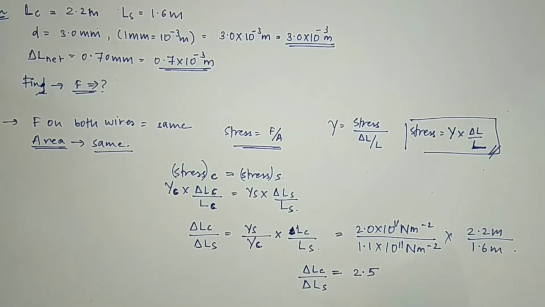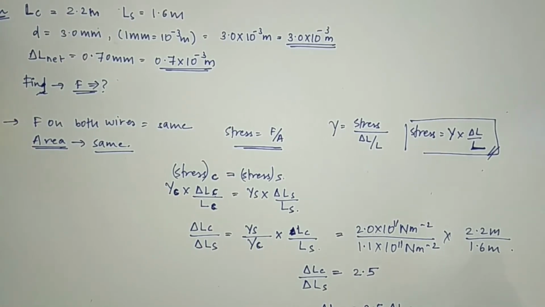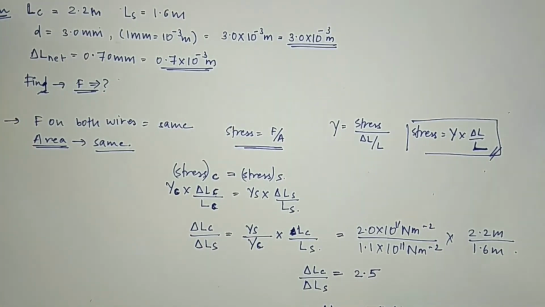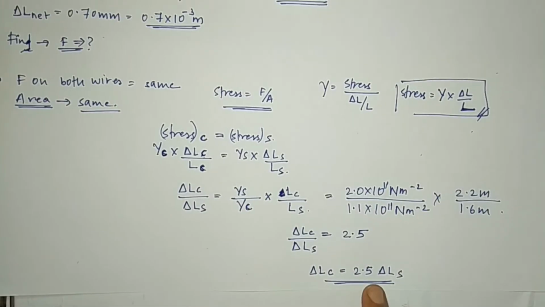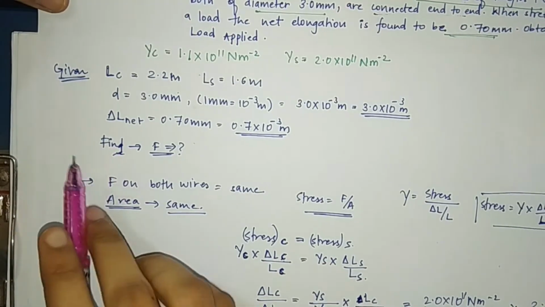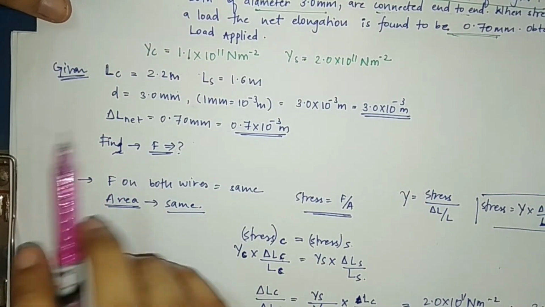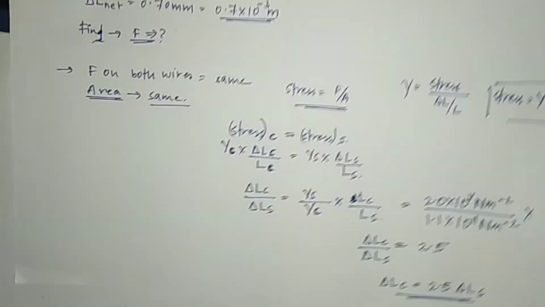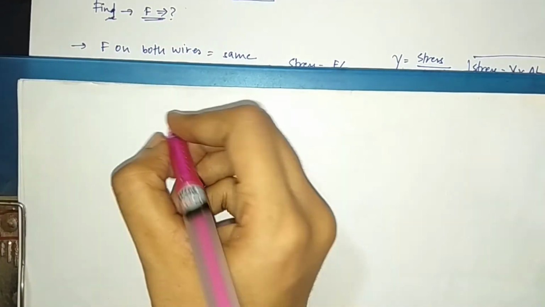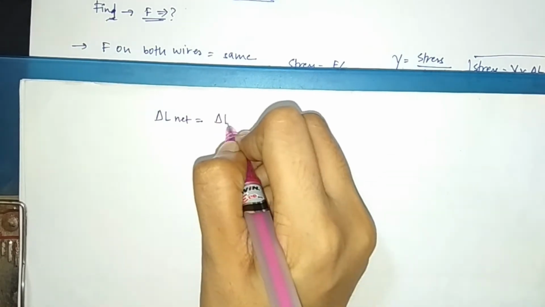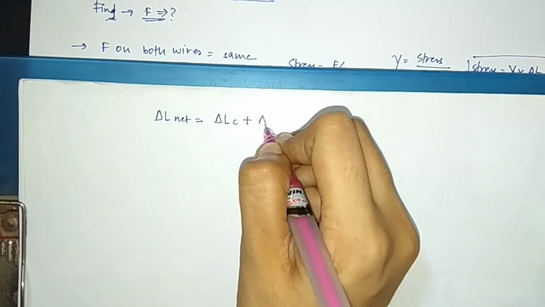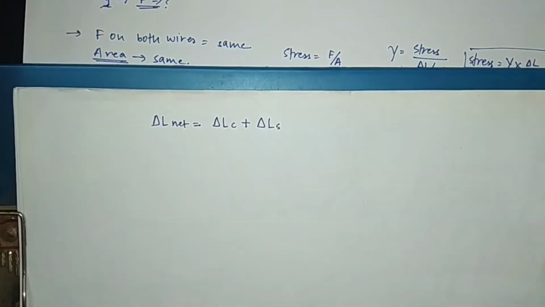Okay, so what does that mean? Delta LC can be written as 2.5 delta LS, right? So we found that delta LC is 2.5 delta LS. Now what is given is delta L net, that is the net elongation. So what does net elongation mean? It is nothing but the elongation of copper plus the elongation due to steel, right?